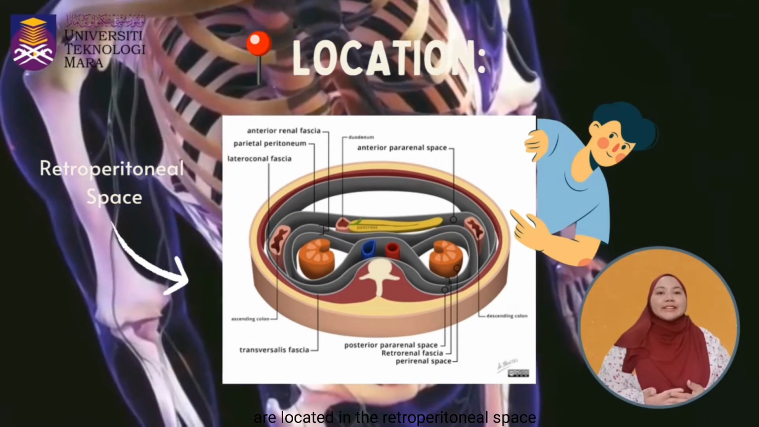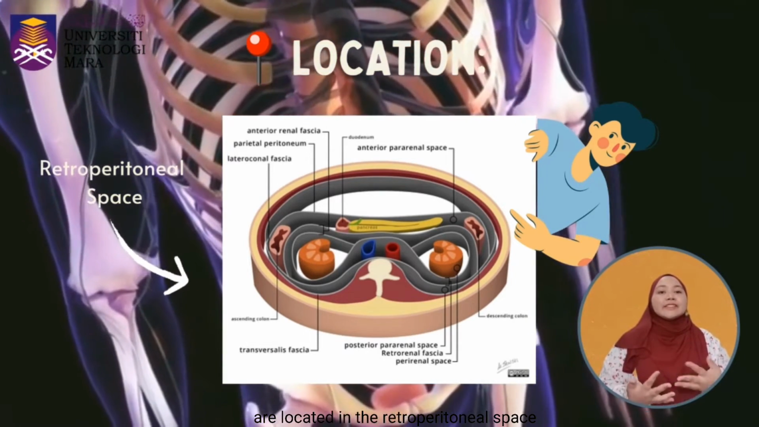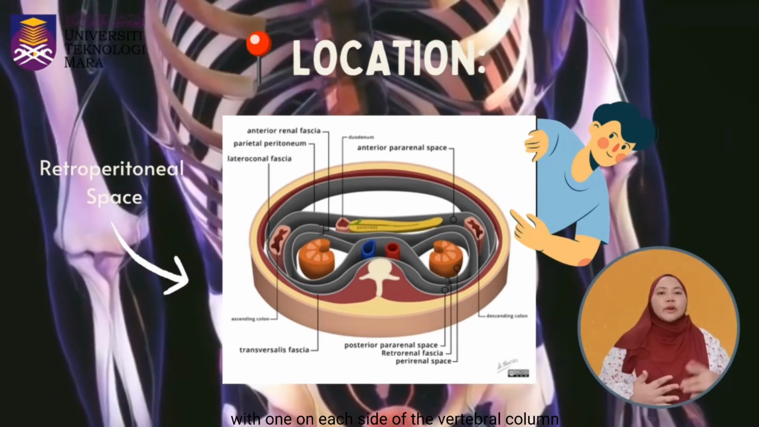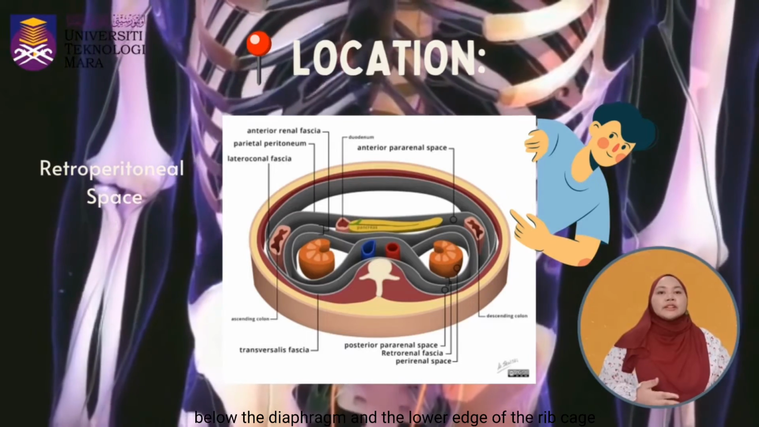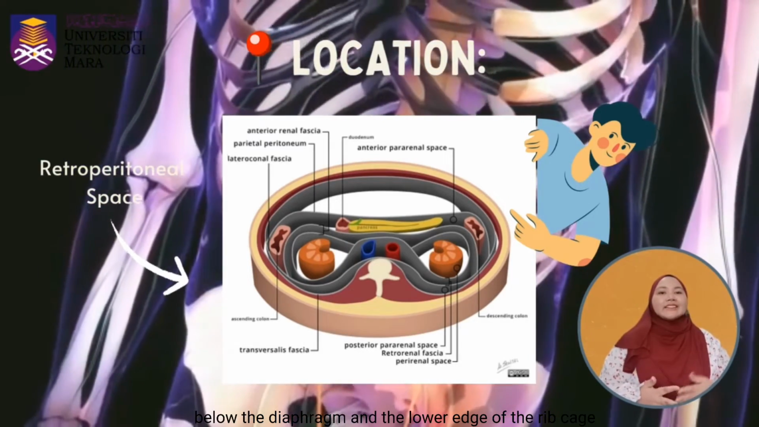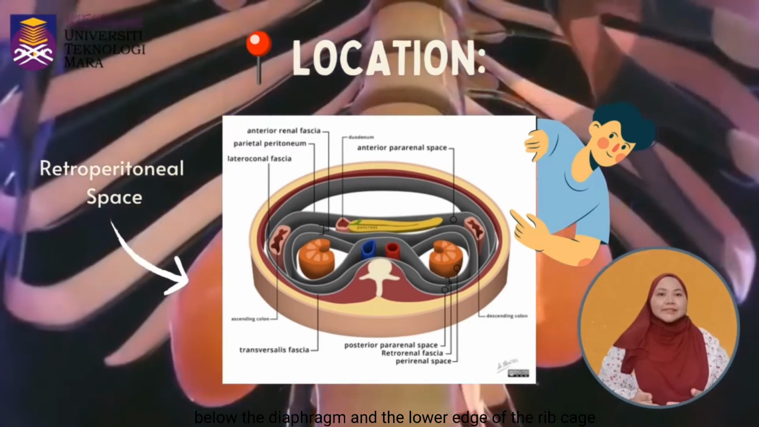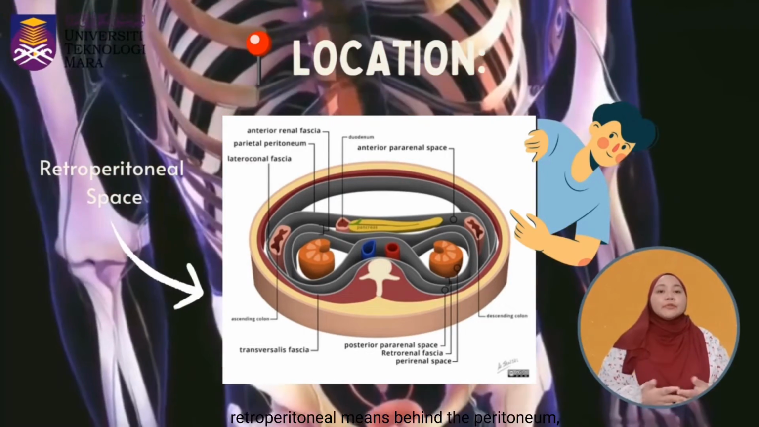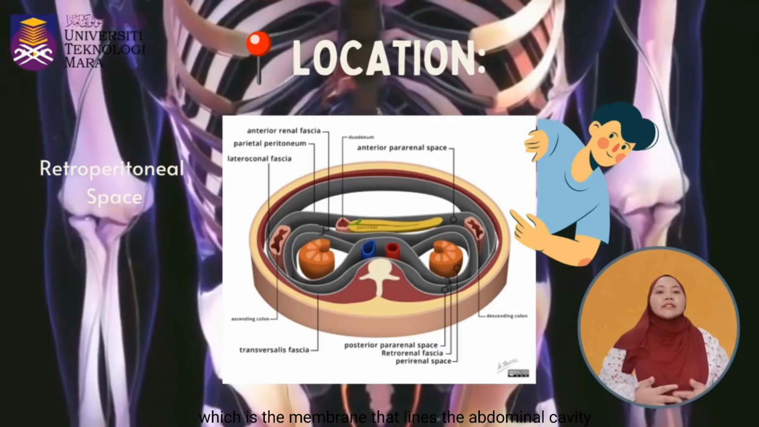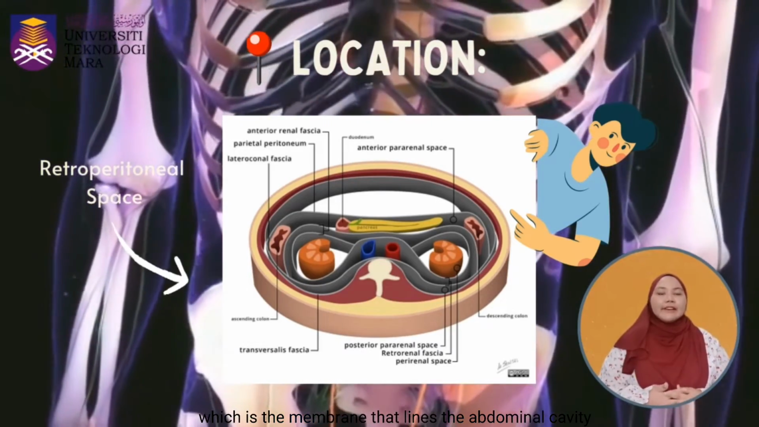The two bean-shaped kidneys are located in the retroperitoneal space, with one on each side of the vertebral column, below the diaphragm and the lower edge of the rib cage. Retroperitoneal means behind the peritoneum, which is the membrane that lines the abdominal cavity.